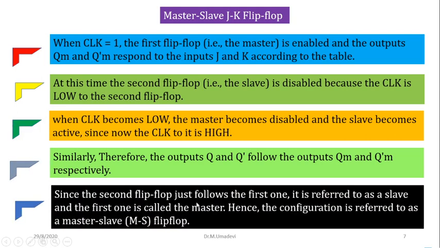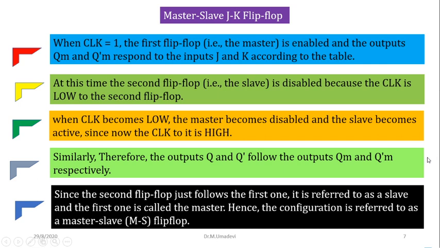Since the second flip-flop just follows the first one, it is referred to as a slave. The first one is called the master. So it is called master slave flip-flop. So let me repeat it. When the clock is 1, the master is enabled and the slave is disabled. When the clock is low, then the master is disabled and the slave is active. For that reason only, in JK master slave flip-flop we are getting a continuous output.